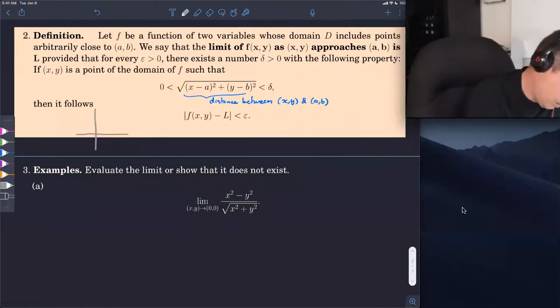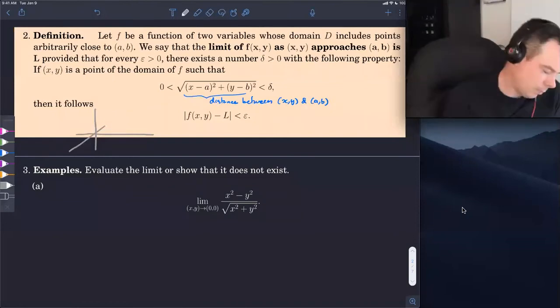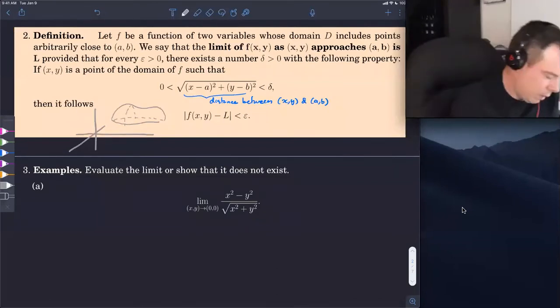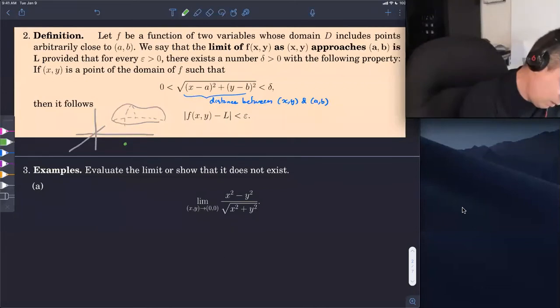So I've got my coordinate axes. I've got my surface sort of sitting here. I'll try to draw it with a little bit of perspective. There's our surface sitting up there. And we've got a point in our domain. We're going to call that point AB.